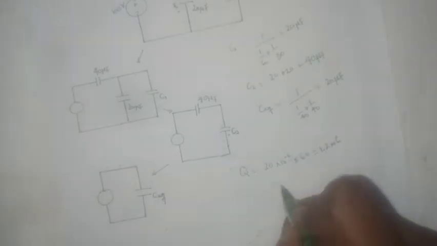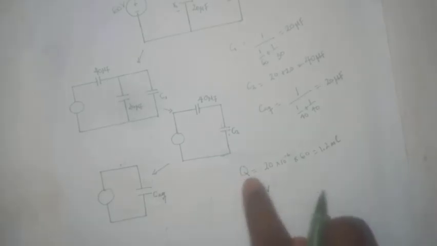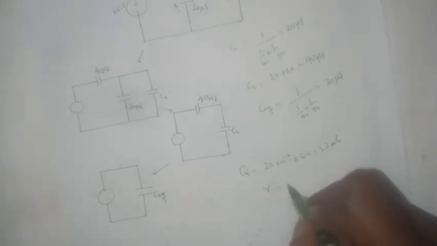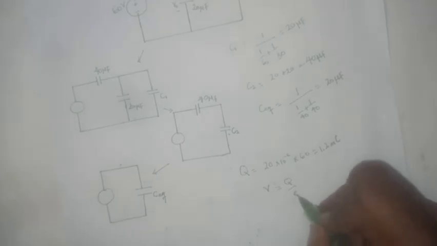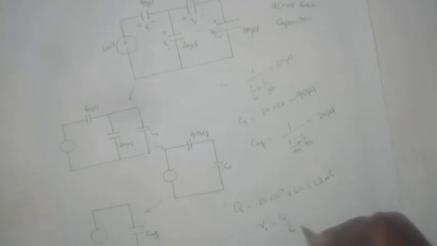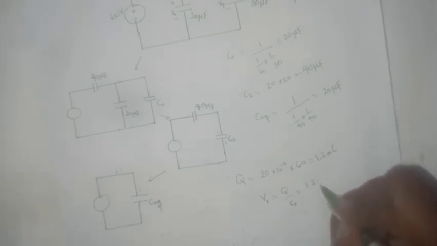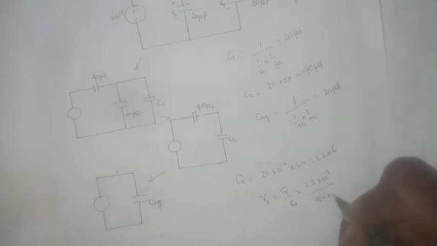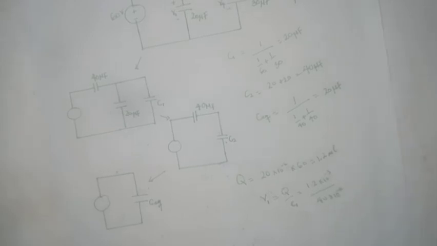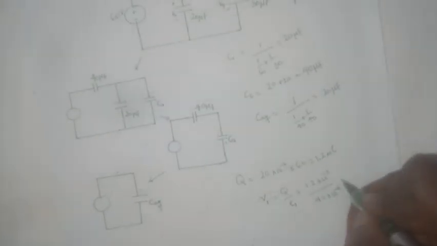Then we want to know the voltage across this. Q equals CV, which means that V equals Q over C. So V1 would be equal to Q over C1. That would be 1.2 times 10 raised to the power minus 3 divided by 40 times 10 raised to the power minus 6. That would give us a value of 30 volts. So we know that V1 is 30 volts.